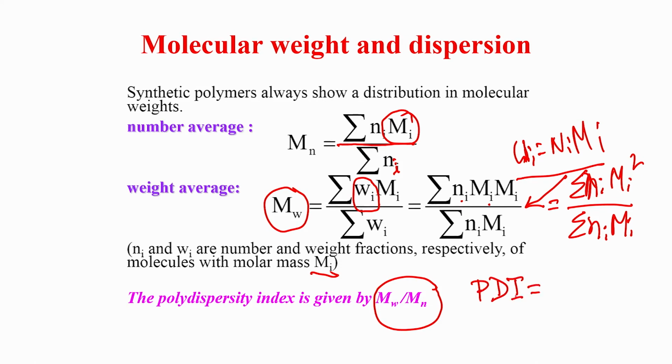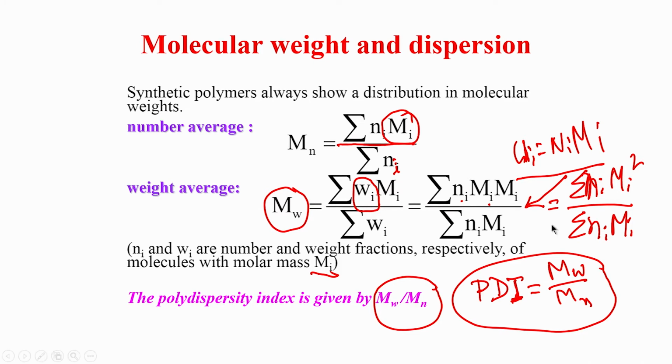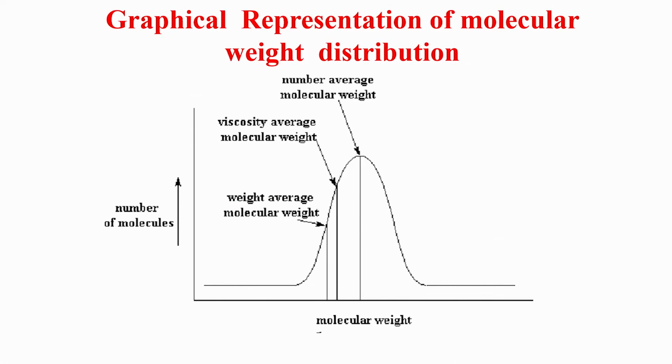Many times, for certain polymers they do not mention Mn or Mw values, but they mention the PDI, and PDI is typically defined as Mw by Mn. That means the ratio of the weight average molecular weight to the number average molecular weight is what PDI essentially meant. So, this is an important plot.